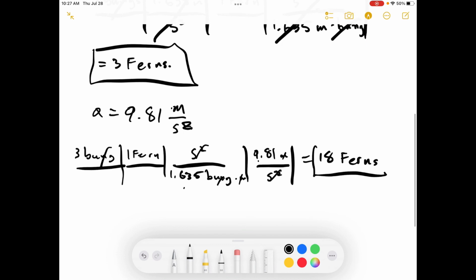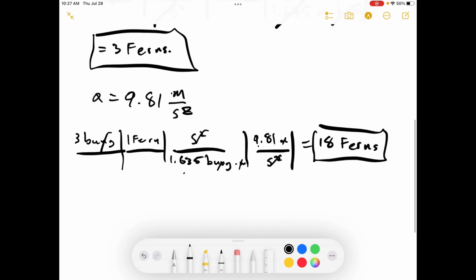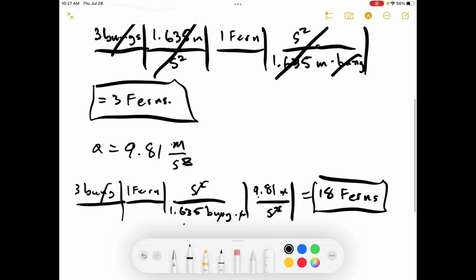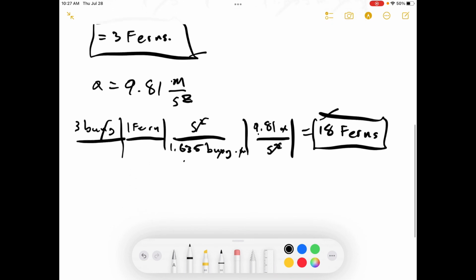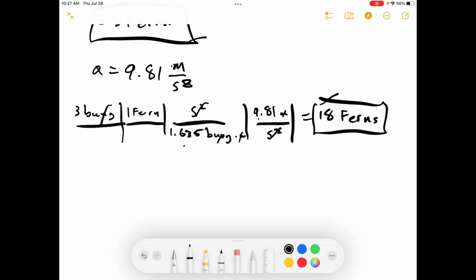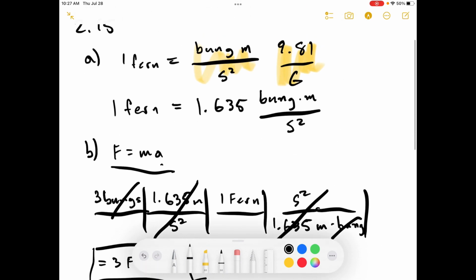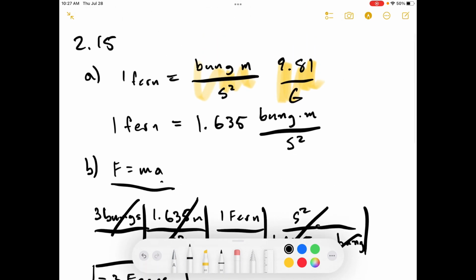Great. So that makes sense, right? If it weighs 3 ferns on the moon, it's going to weigh 6 times more on Earth, so 3 times 6 is 18. Great. All right, so that's the answer to problem 2.15.